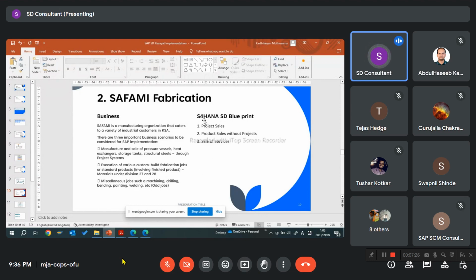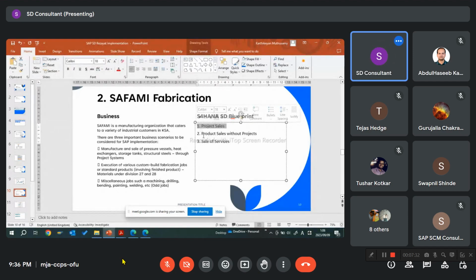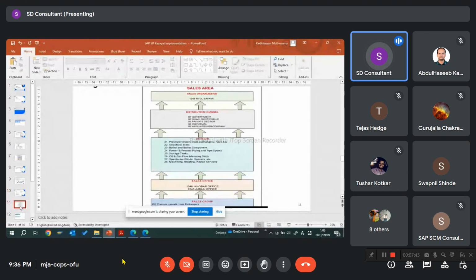And on a sales perspective, the major process will be project sales. Again, it will be part of the PS module. And again, the sales process with no projects, meaning the standard sales process like sales, delivery, and billing. And sales of service, again, will be part of the CS module. And I'll explain with the organization structure here. On the organization structure point of view, let me make it bigger.